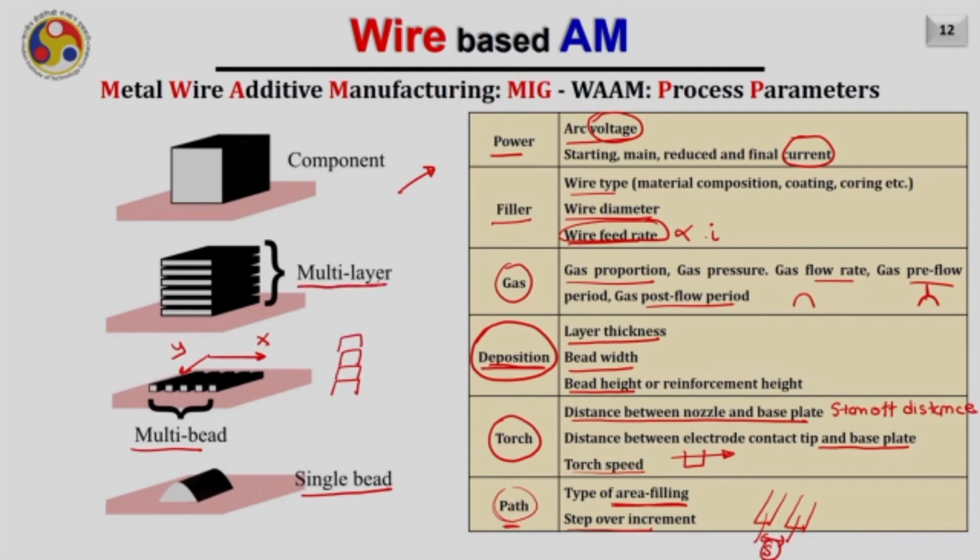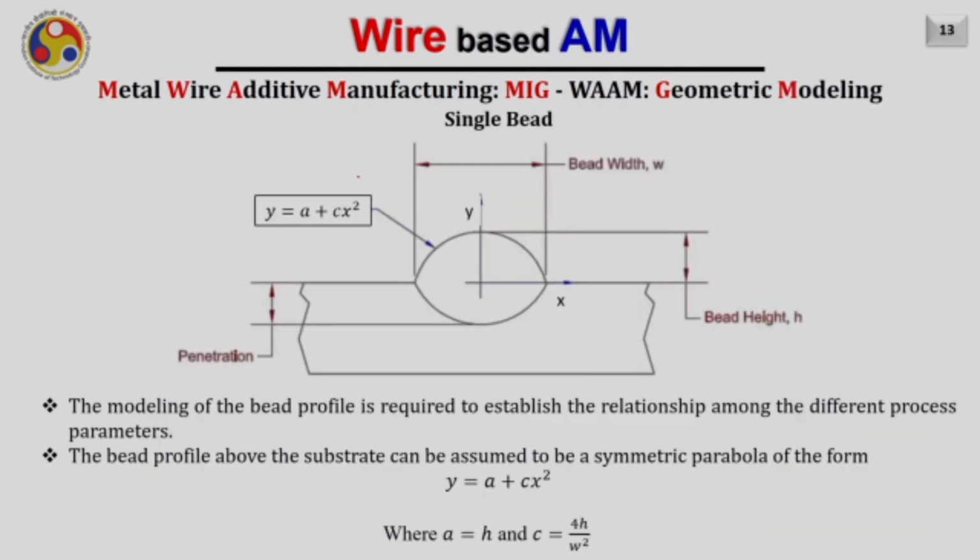Then multi-layer. Multi-layer comes after the XY deposition, where we deposit multiple layers like this, and after completion of multi-layer deposition we have the final component, and that can be used to further characterize and get the material and mechanical properties of the part. So now let us discuss the geometric modeling.